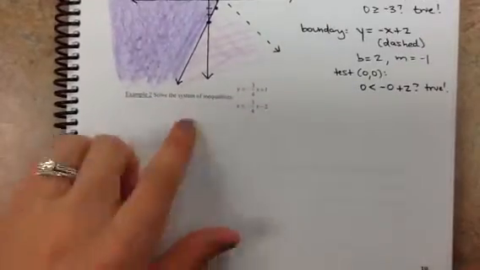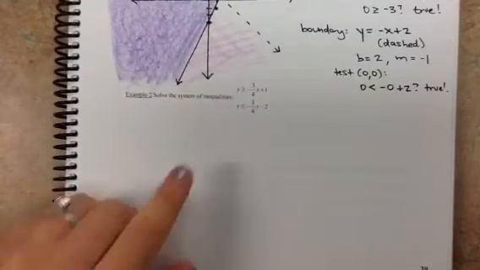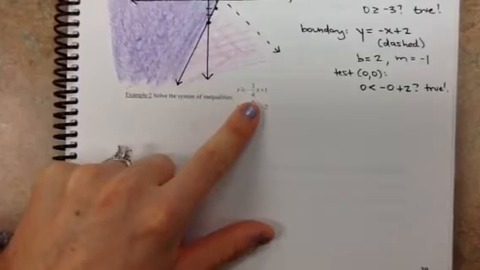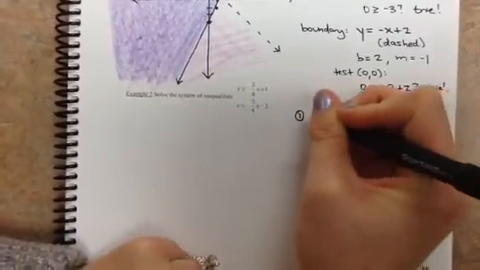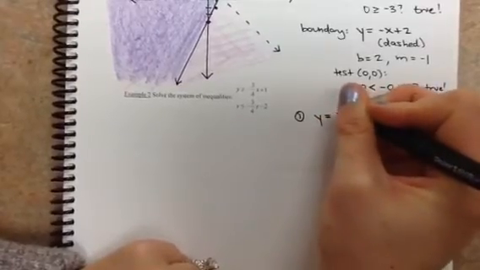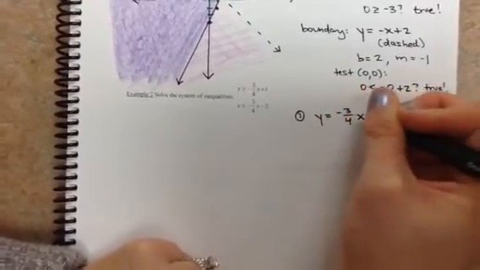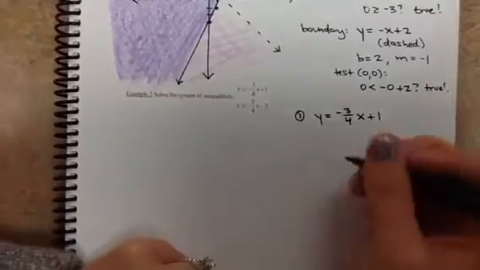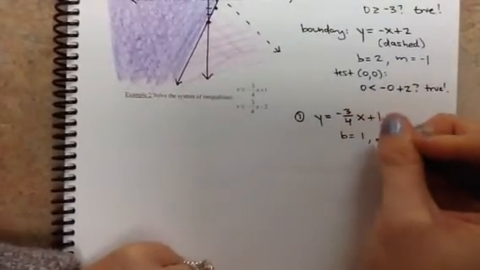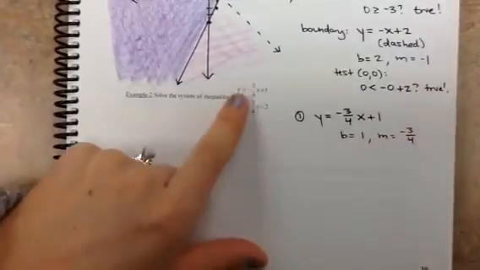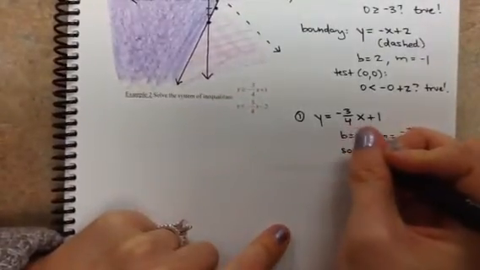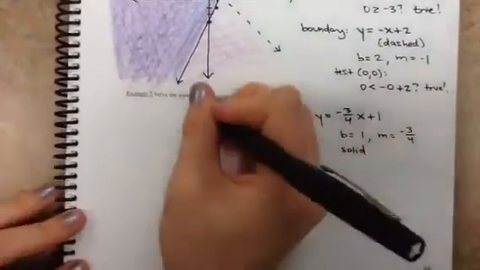Okay, next one. This one right here, we've also got similar equations. These ones are in slope-intercept form too. So for the first one, my boundary line is y = -3/4 x + 1. My y-intercept is 1 and my slope is -3/4. Since I have the "or equal to," it's going to be a solid line. So let's start this off.